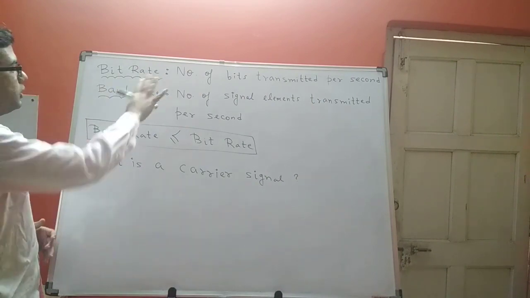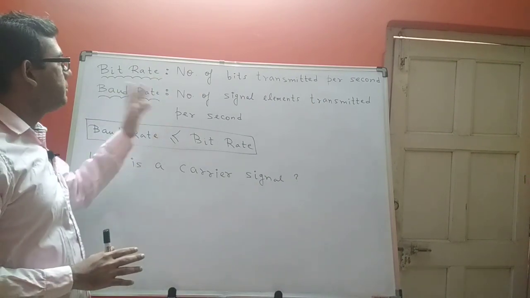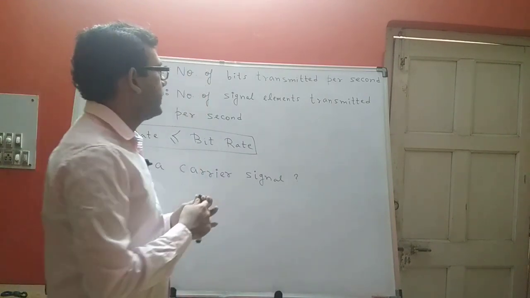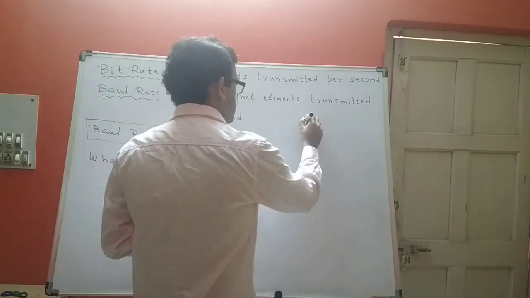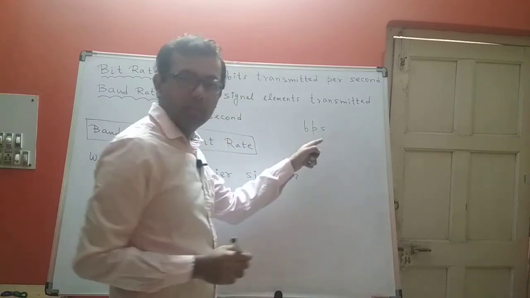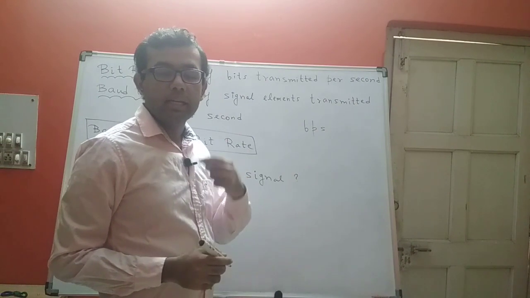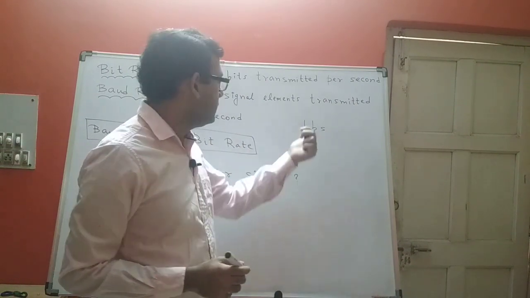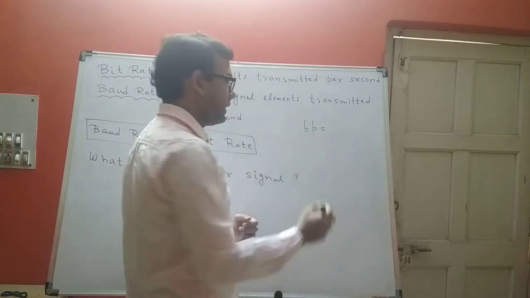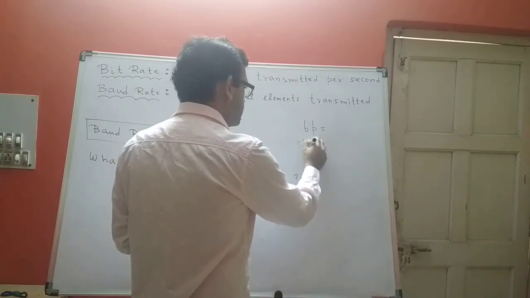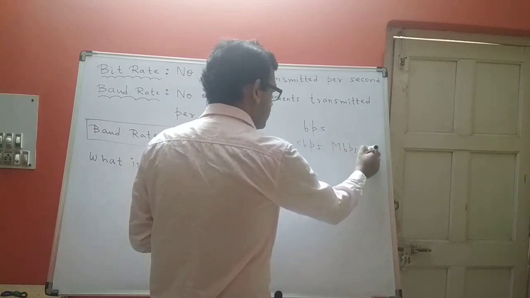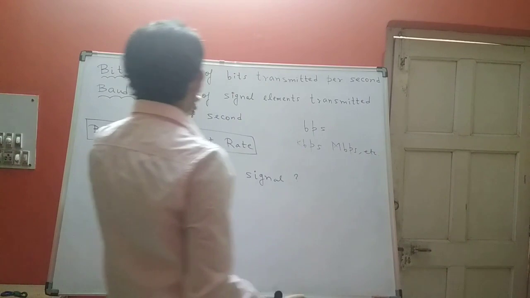So first, what is bitrate? As you know, bitrate is the number of bits transmitted per second, and it is measured in bits per second, or in orders higher than bits per second. That means it can be kilobits per second or megabits per second and so on. So that's the unit of bit rate.